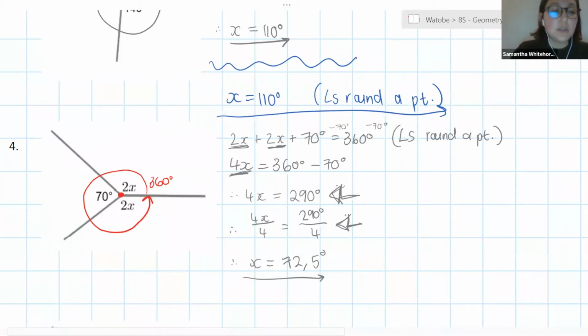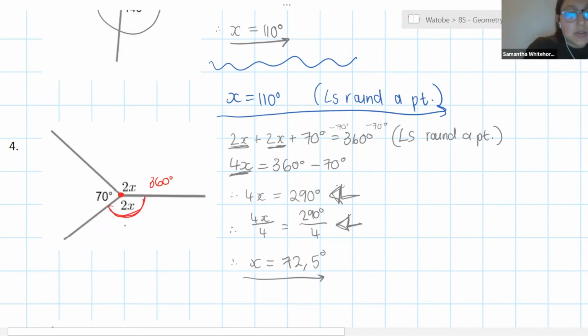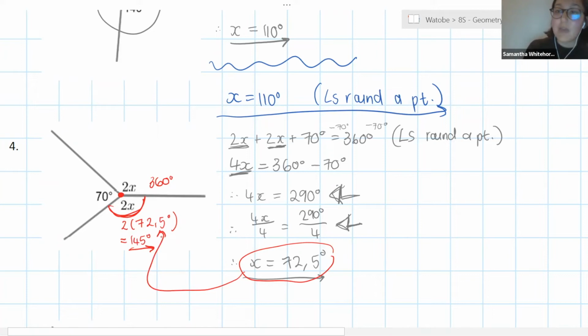Now, guys, what's really important is that if you go back to your diagram and you say, okay, well, what is the size of this angle 2x? Well, you know it's 2 times whatever the value of x is, which we've just worked out to be 72.5 degrees. So the whole angle has a size of 145 degrees. But remember, I didn't ask for the angle, I asked for the value of x. So it's really important here that once we've worked out x, we can go and substitute it back to find what the size of the angle is, but the goal was to first find x and then go and do all of that other stuff.